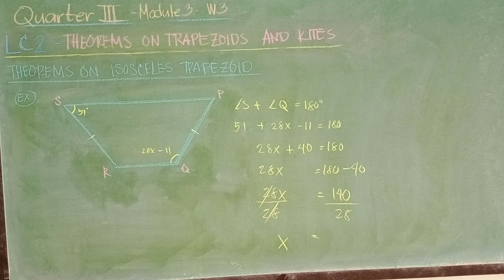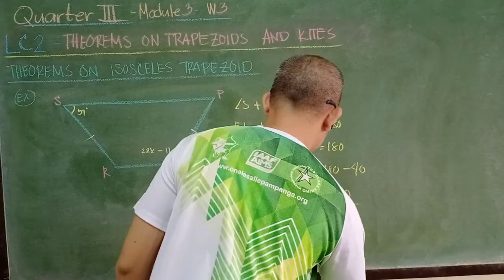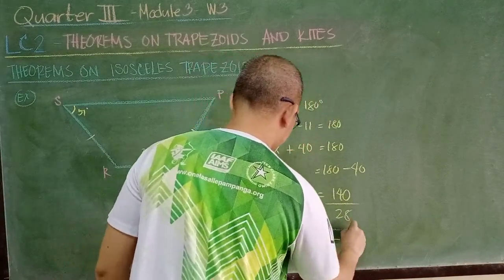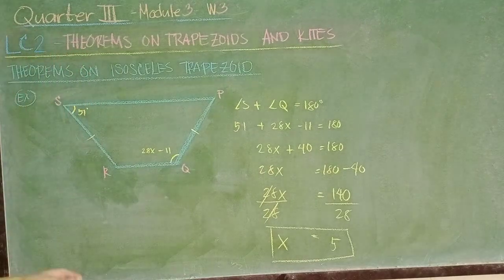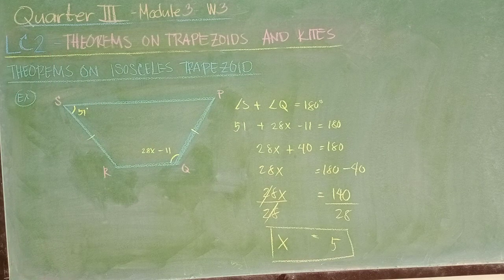So, 140 divided by 28, that will give us 5. So, x natin is equal to 5. Pero actually, kung gusto mo nang mas mabilis, well, dito ang sinasolve lang natin yung value ng x. So, ganyan lang siya. So, x natin is equal to 5.